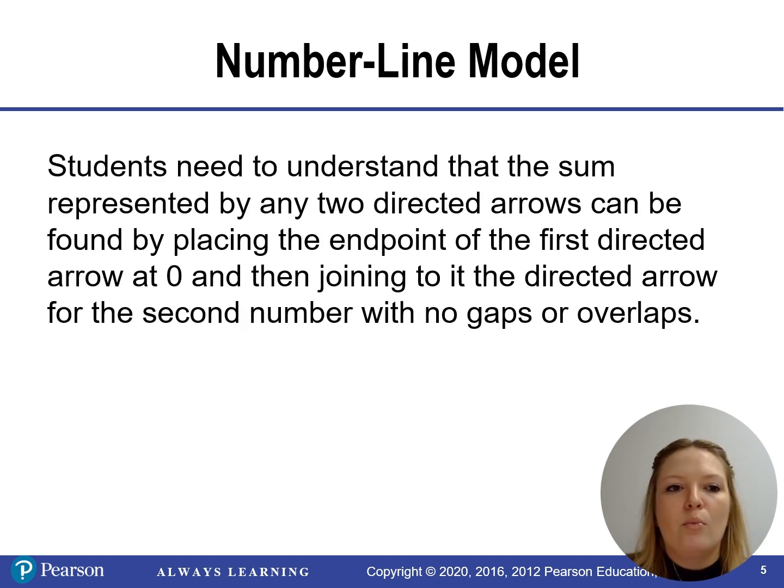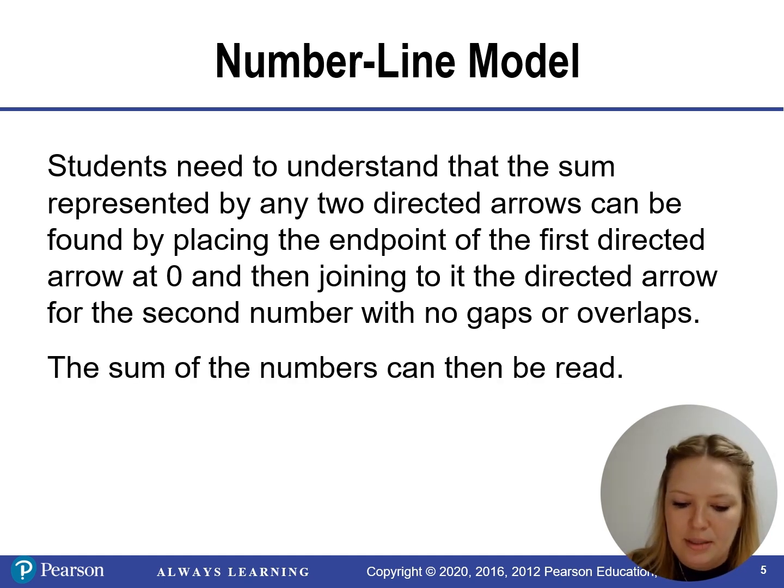So when we use a number line model, students need to understand that the sum represented by any 2 directed arrows can be found by placing the endpoint of the first directed arrow at 0 and then joining it to the directed arrow for the second number, but we have to make sure we're not using any gaps or overlaps. And then we can read the sum of the numbers.